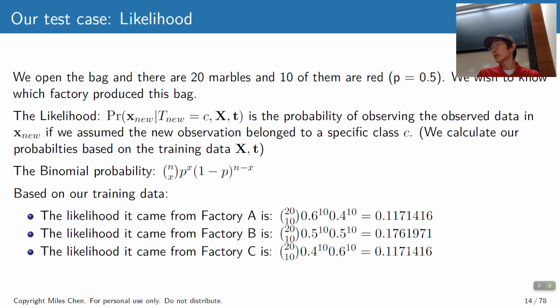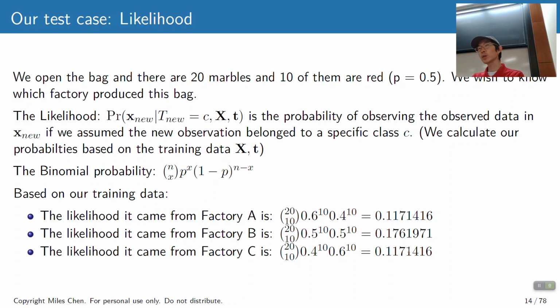Okay, so this is great and all, right? But do we just stop here? And the answer is we don't stop here, because what we also need to take into account is that when we looked at all of the bags, A, B, and C were not equally likely, okay? Before we even opened up the bag, remember, half of our training data came from factory A, a quarter came from factory B, and a quarter came from factory C.